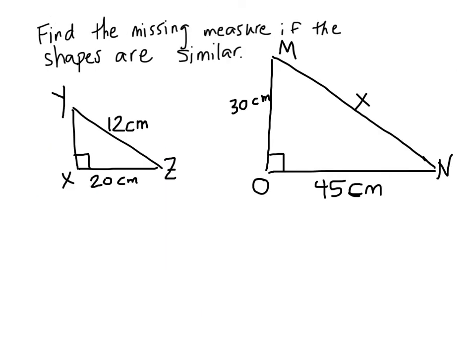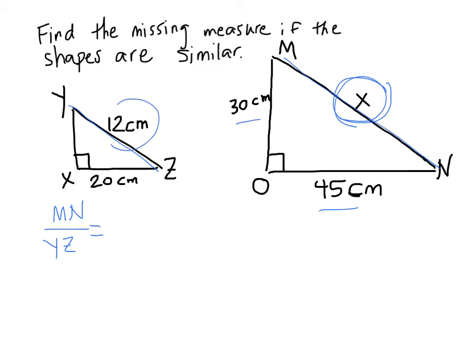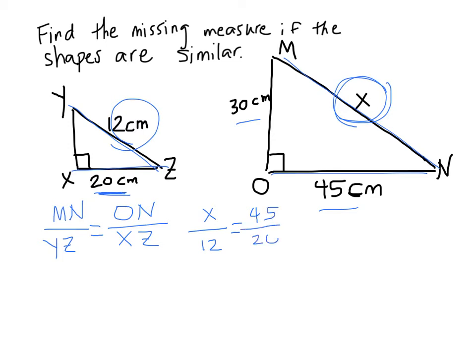Find the missing measure if the shapes are similar. Again, find your x. So I have MN over, and which side corresponds with MN? YZ. And that's going to be equal to, I go back to this triangle with the x, and I see I have 2 more measures. So I've already used this measure, and so I need to find the one that corresponds with the 20. So ON over XZ. And now I plug in my numbers. So I have x over 12 equals, ON is 45 over 20.